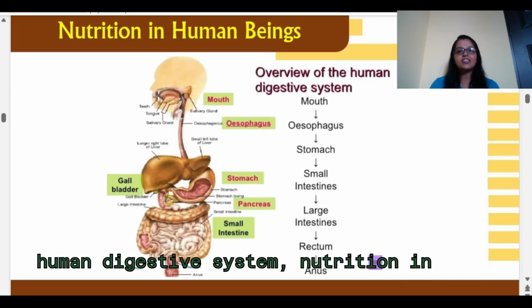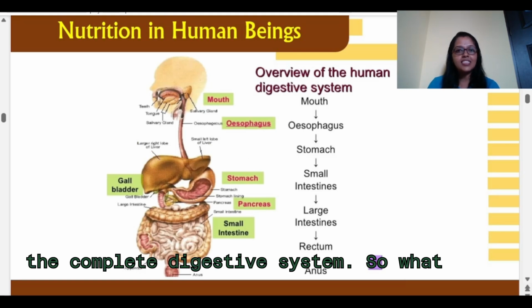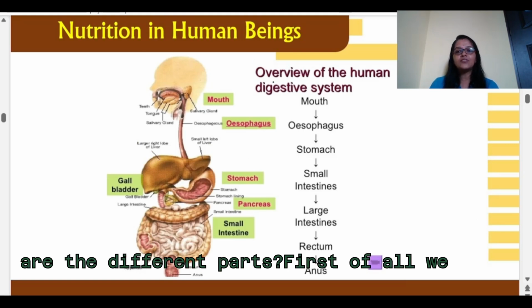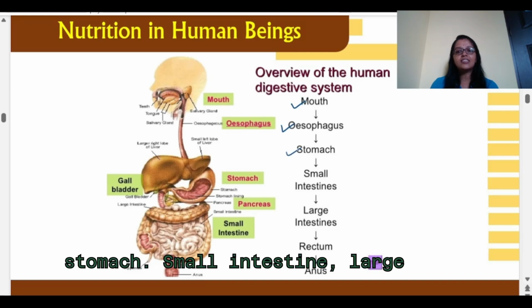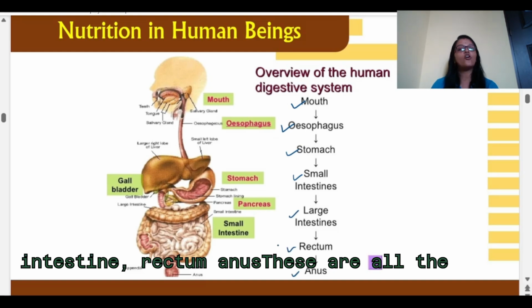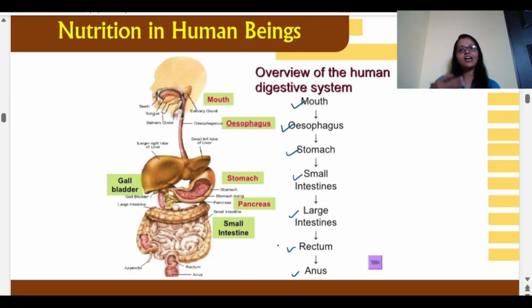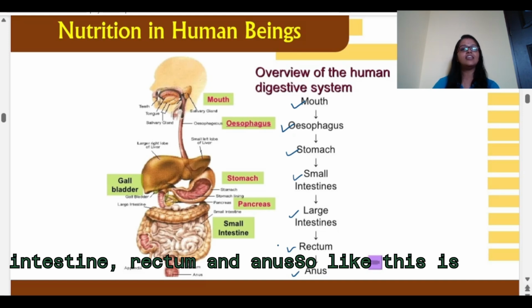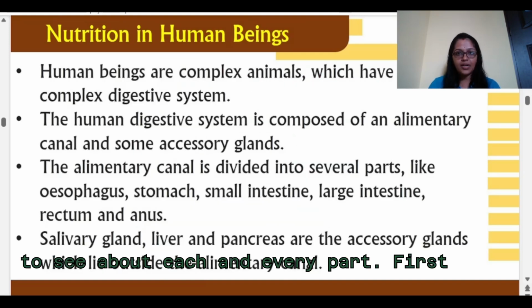So, human digestive system. Nutrition in human beings first has the overview of the complete digestive system. So what are the different parts? First of all, we have mouth, esophagus, stomach, small intestine, large intestine, rectum, anus. These are all the parts of the human digestive system. Mouth, the pipe is esophagus, then we have the bag-like structure, stomach. After that, we have small intestine, large intestine, rectum, and anus. So like this is the sequence. Now, we have to see about each and every part.